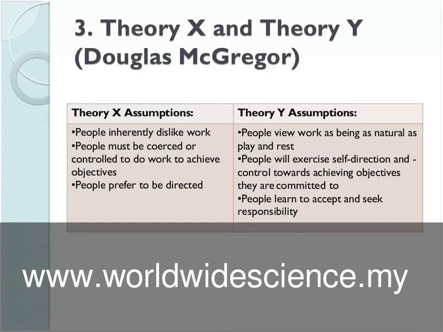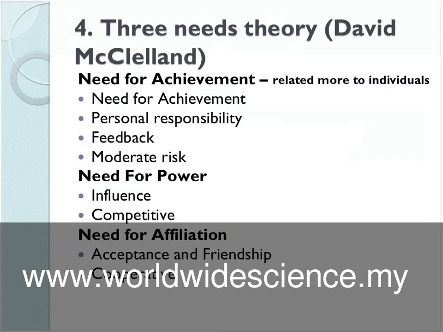We have the three needs theory, which was developed by David McClelland. He says that employees' needs divide into three main factors, as we can see. First is the need for achievement. Every employee needs achievement, like the achievement of some goals, their own goals, and also personal responsibility. They need feedback from the top managers, and have to moderate risk.